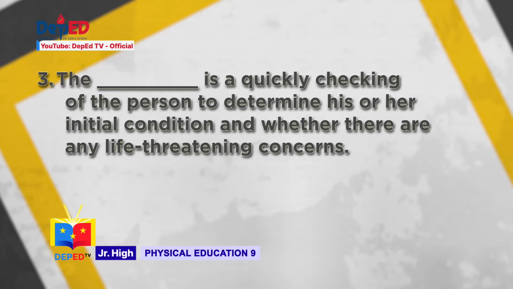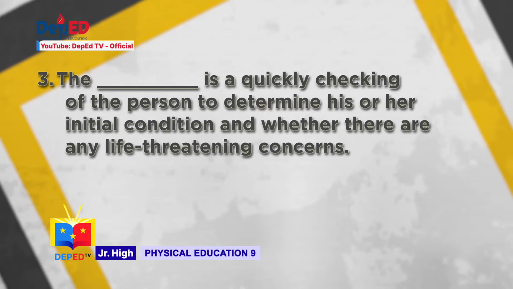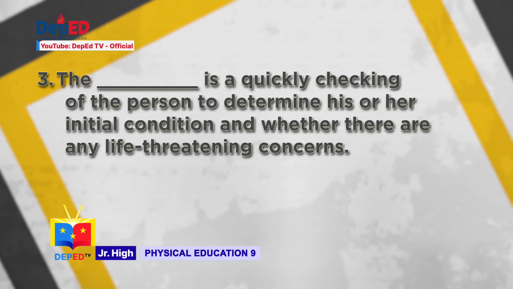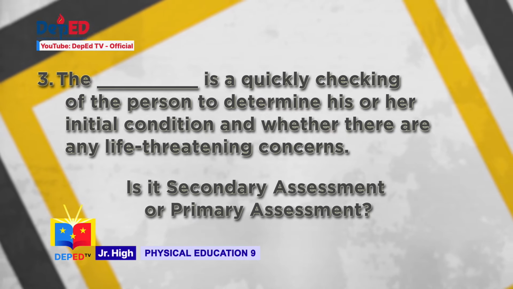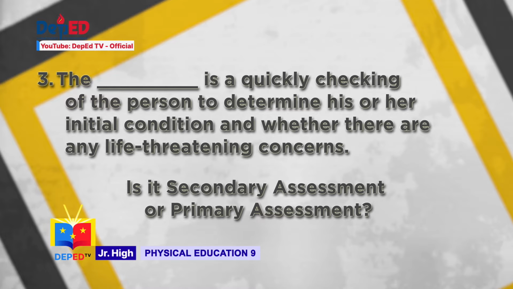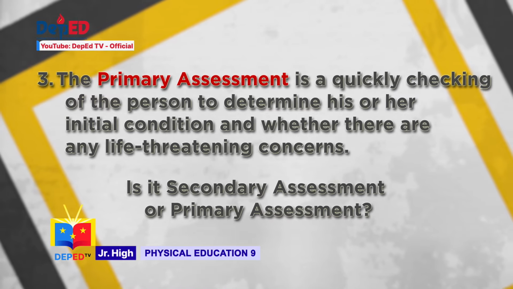Number 3. The blank is a quick checking of the person to determine his or her initial condition and whether there are any life-threatening concerns. Is it secondary assessment or primary assessment? The answer is primary assessment. Who got the perfect score?